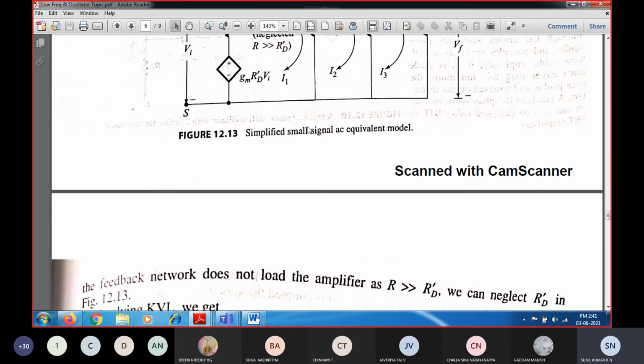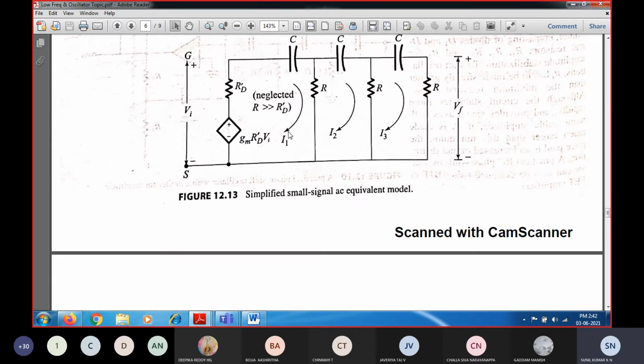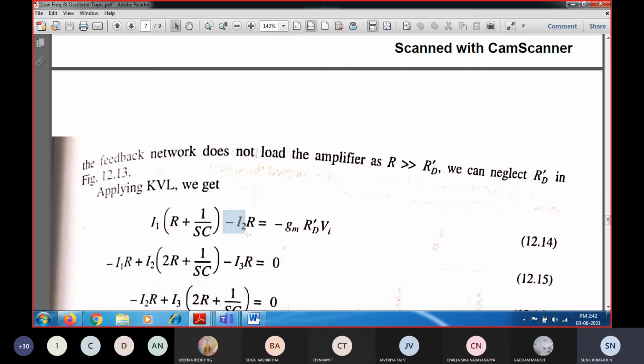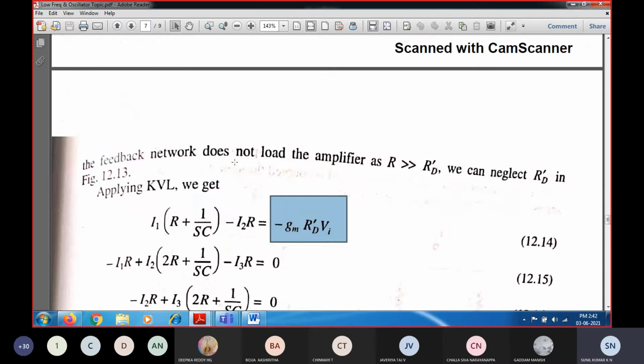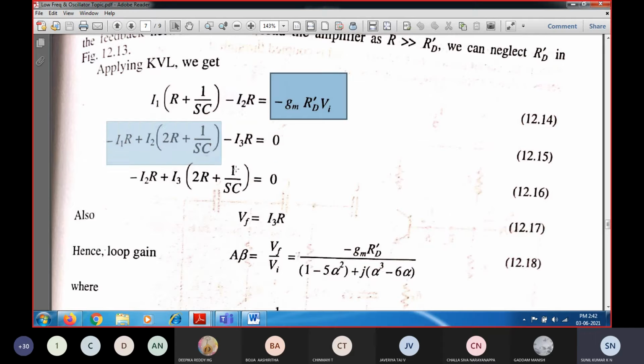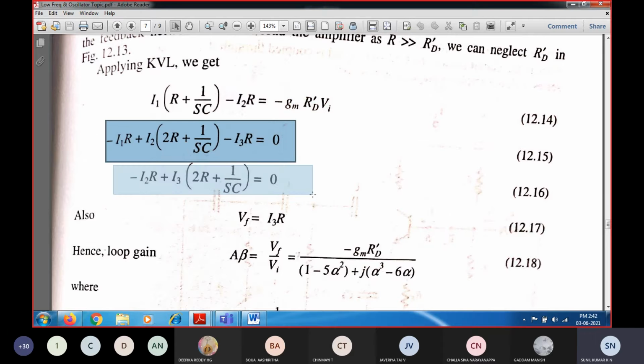So in the first section only I1 will be the current flowing, and opposite to that I2 will be flowing in the first KVL rule. So when you are applying this, you have I1 as a current and I2 is flowing opposite to that, so I am going to write it as minus I2, and it will be equal to the voltage, which is nothing but Gm into RD dash into Vi. So that is the voltage. And similarly, the second loop equation and third loop equation you are going to write.